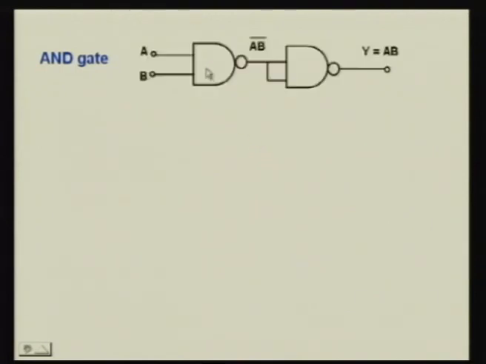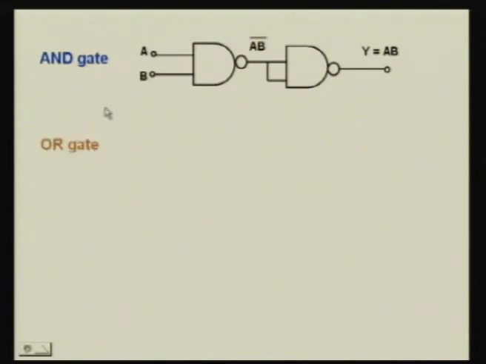NAND gate as an AND gate. How can we realize an AND gate using just NAND gates? We want to get AB at the output. If we give A and B to the first NAND gate, the output is AB bar, and if we take the inverse again, we can get AB. So if we use a second NAND gate as an inverter, a NOT gate, we will get the output AB. So it is very easy to use a NAND gate as an AND gate.